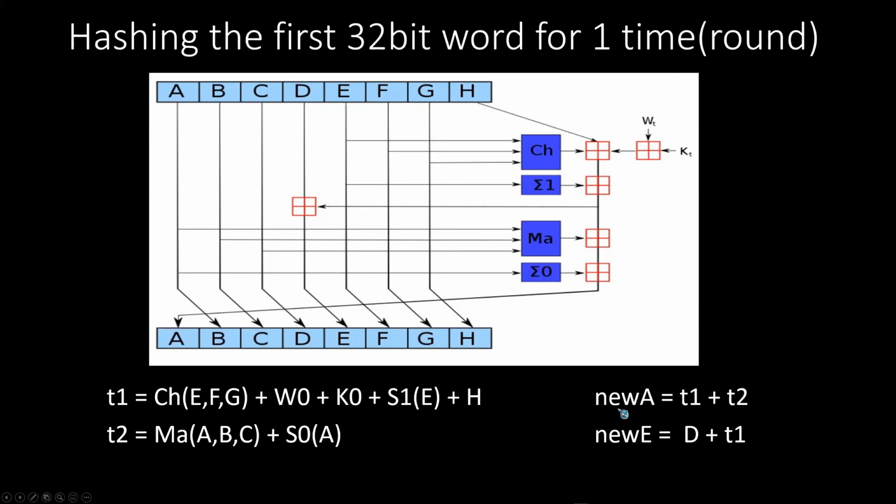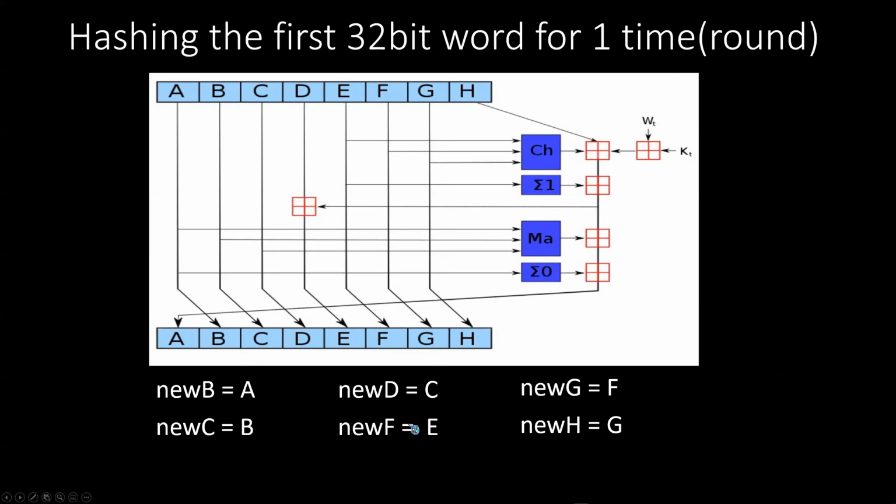And new A is just equal to T1 plus T2, and new E becomes old D plus T1. So each round A and E change. One round only changes A and E, but in the next round, A and E will also change. So new B is just A, new C is just B, and so on. So as we go on, all the A, B, C, D, E, F, G is going to be changed.